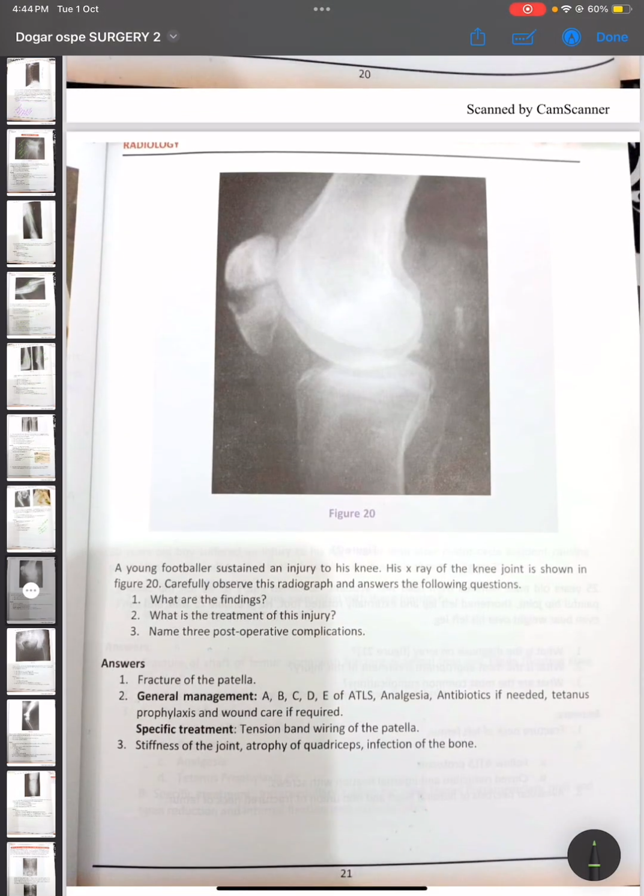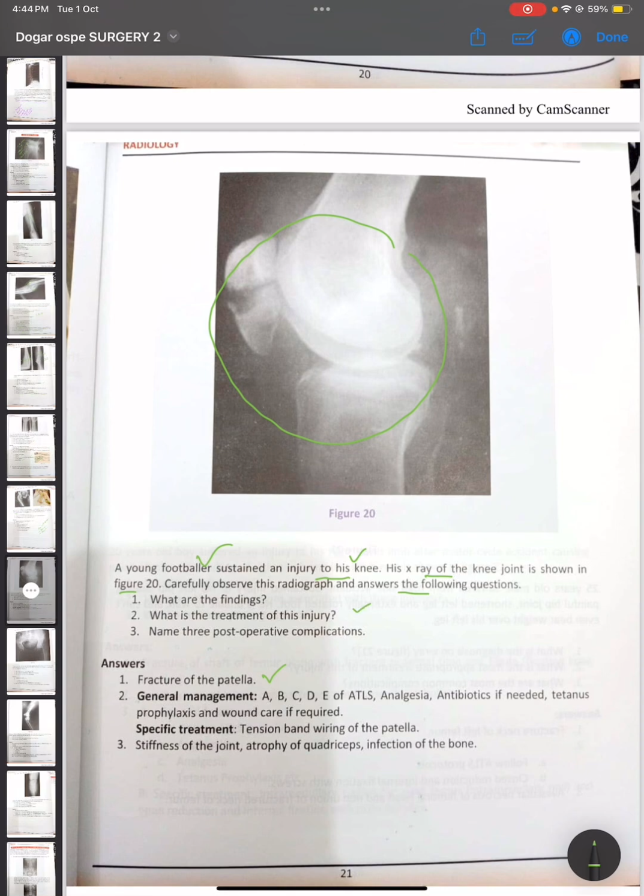A young footballer sustained an injury to his knee. His X-ray of the knee joint is shown in figure 20. Carefully observe this radiogram and answer the following questions. What are the findings? Fracture of the patella. Here, this is the patella. So he is a footballer with an injury to the knee. So the patella is present here. Here is the injury, a fracture of the patella.